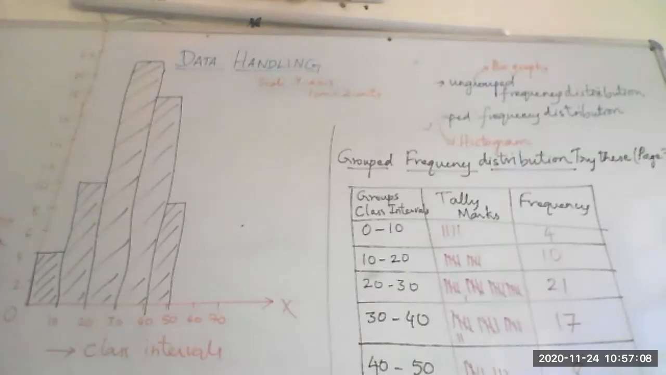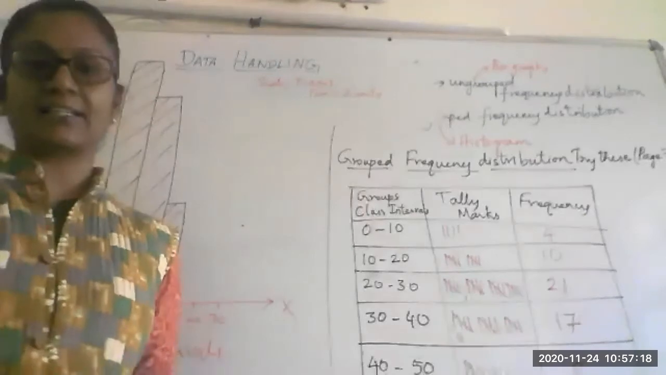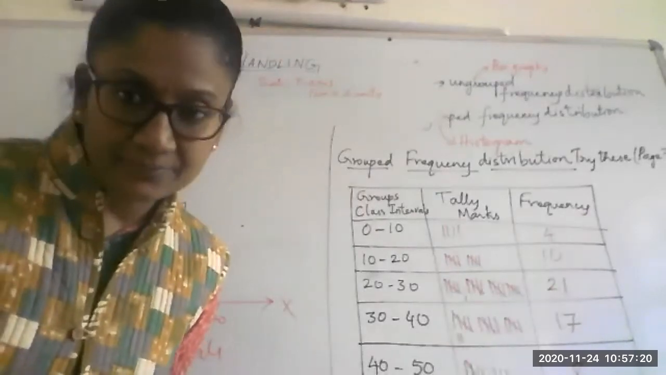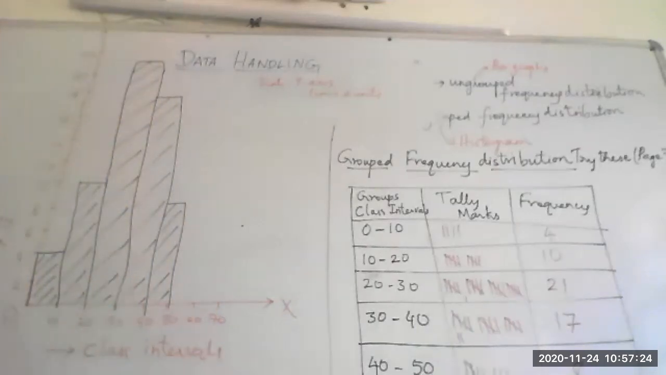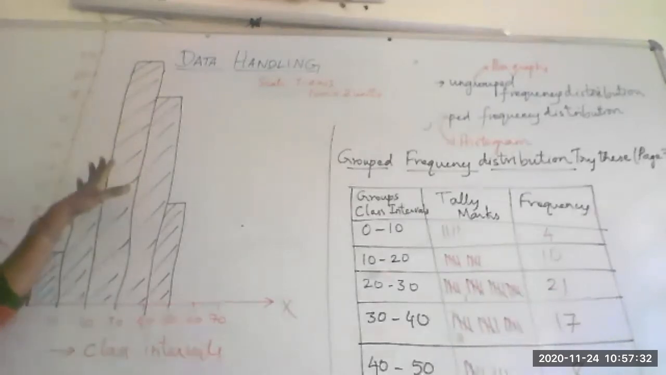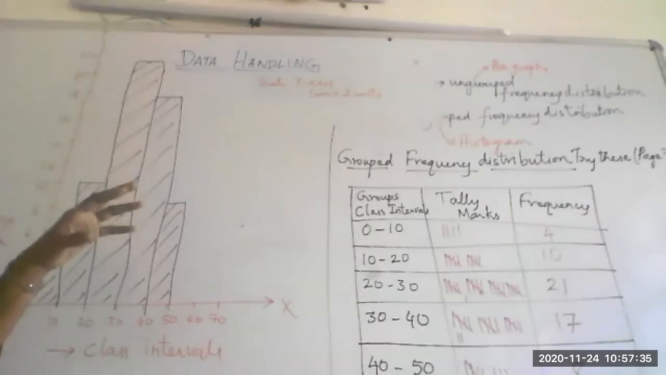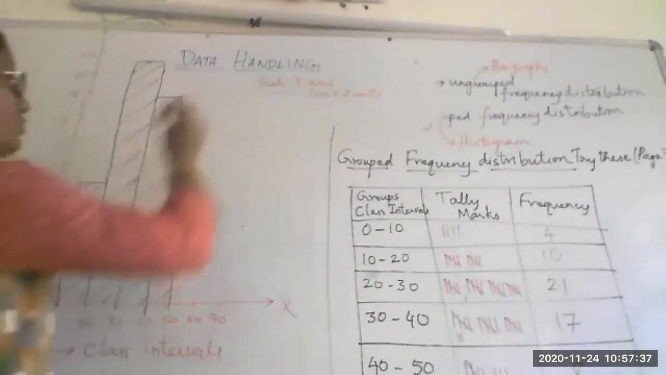What is the difference between the bar graph and this graph that you are seeing? Is there a difference? Ma'am, there is no gap after one bar. Yes. In between the bars, here you don't have a gap. But in a bar graph, there is a gap. So this kind of bars, when you represent graphically, this is called the histogram.